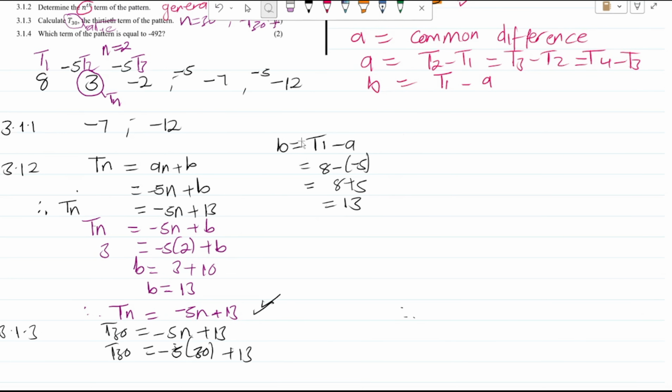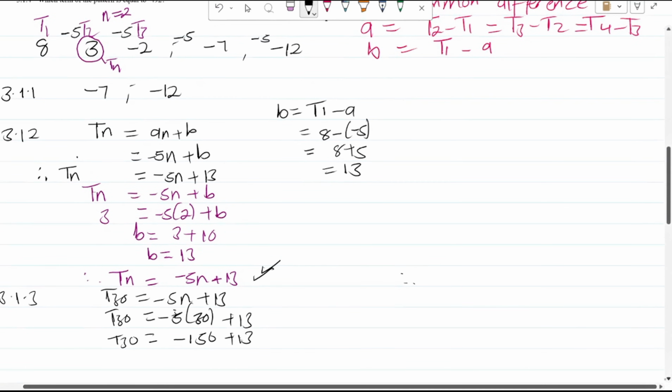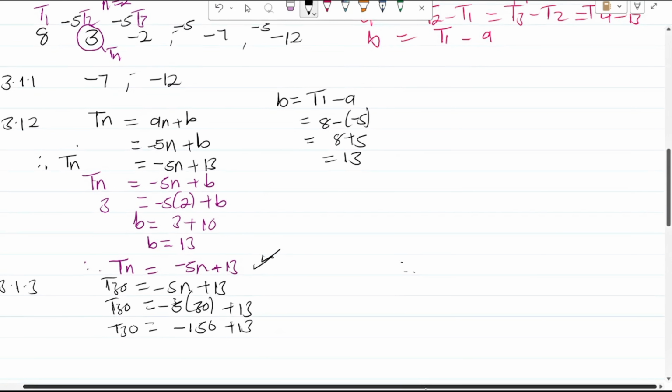And then we would say T30 is equal to negative 5 times 30, which will give you a negative 150 plus 13, and then you'd get negative 137. So you can simply say, therefore, T30 is equal to negative 137. Let's go to our last question.